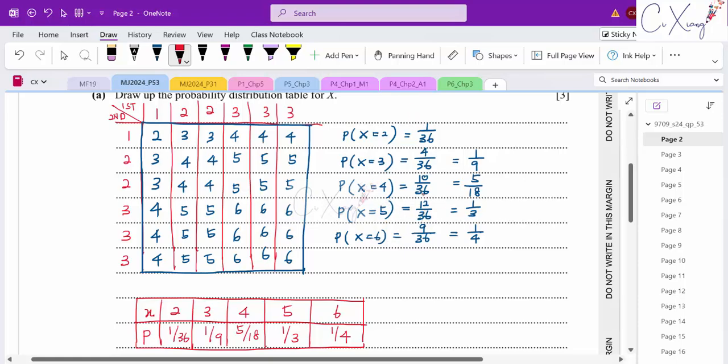Another method is you can list out the outcomes one by one, but please take note that you need to be very careful when you calculate some probability which is repeated. So there are good and bad points for every single method, and you can decide by yourself. Okay, so this is what you have for part A. Let's have a look at part B.